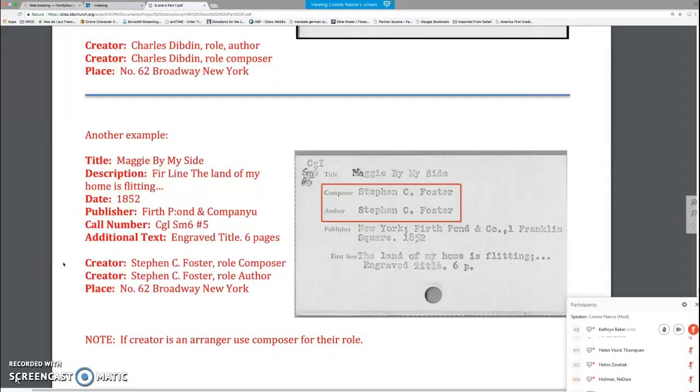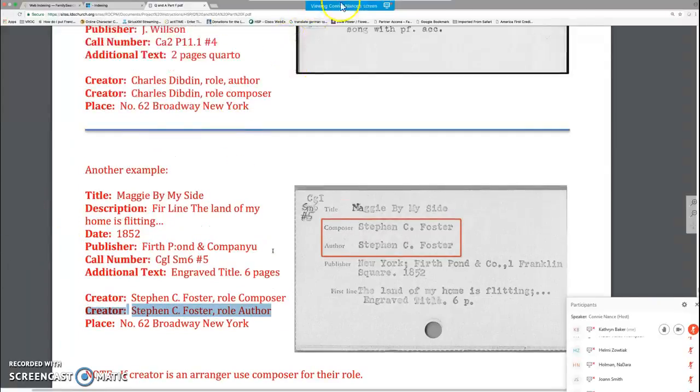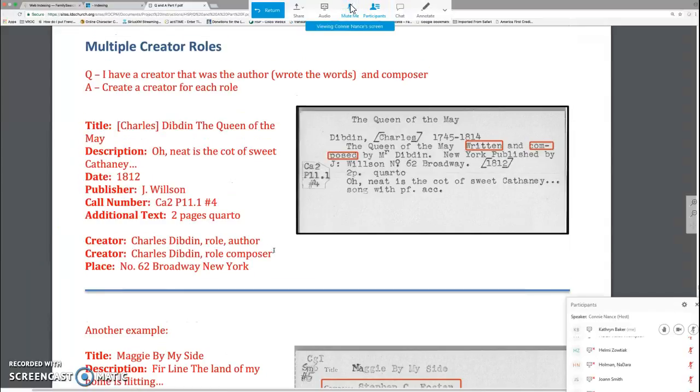One as a creator, Stephen C. Foster. His role is composer. And then we'll put him again with his role as author. So make sure you catch all of his roles. This is another one.